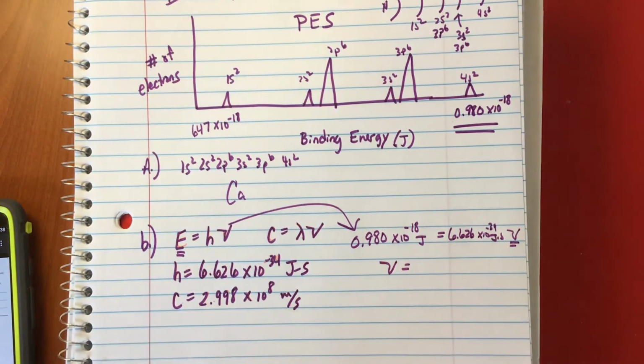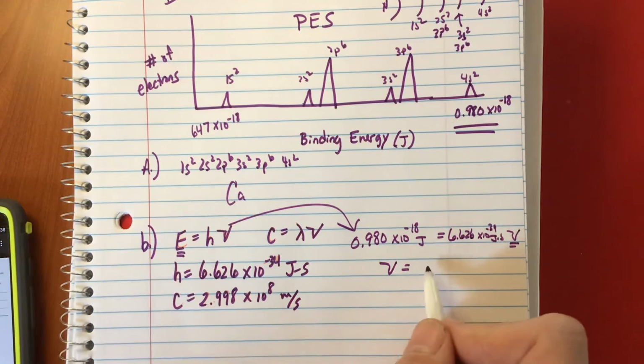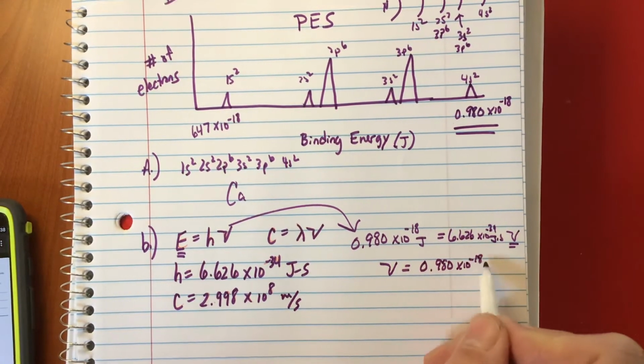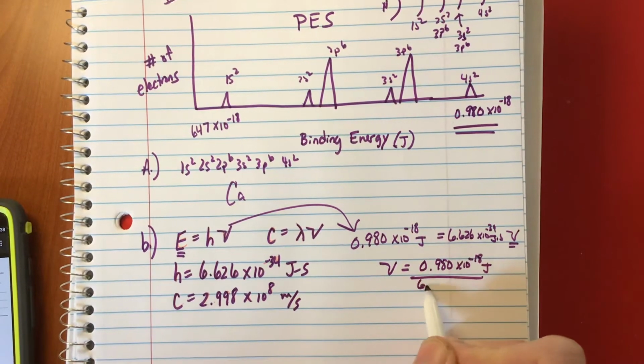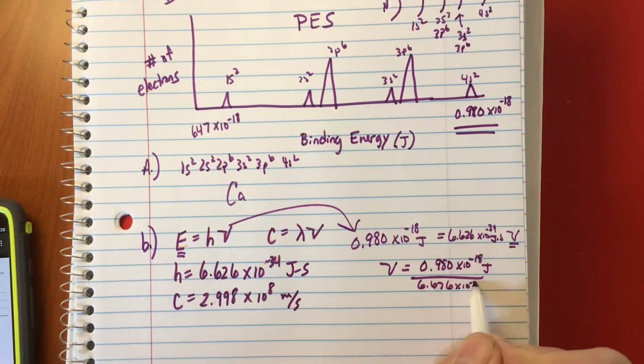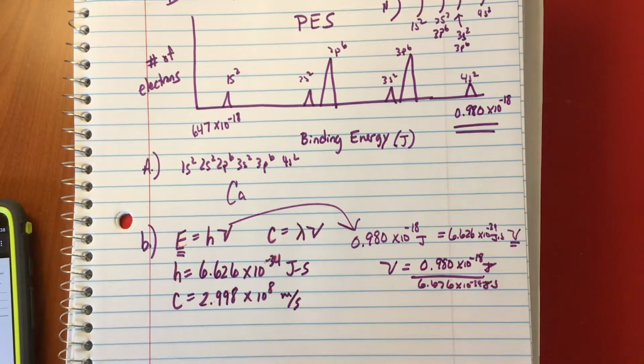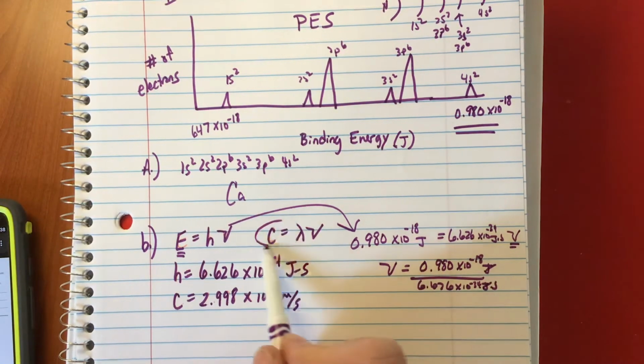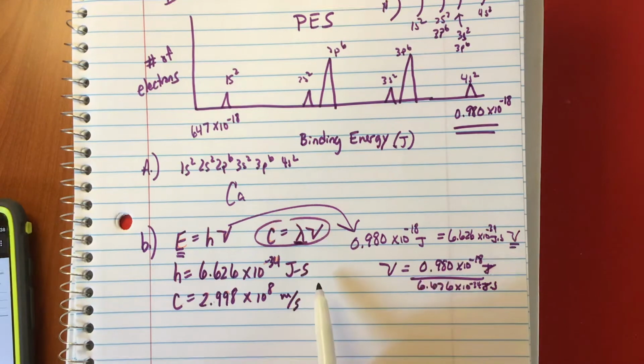Solving for frequency is going to give me 0.980 times 10 to the negative 18th joules divided by 6.626 times 10 to the negative 34th joule seconds. So my joules cancel, giving me inverse seconds, which is hertz. And then I want to know wavelength, so I need to use this expression to get wavelength. So that's lambda there.